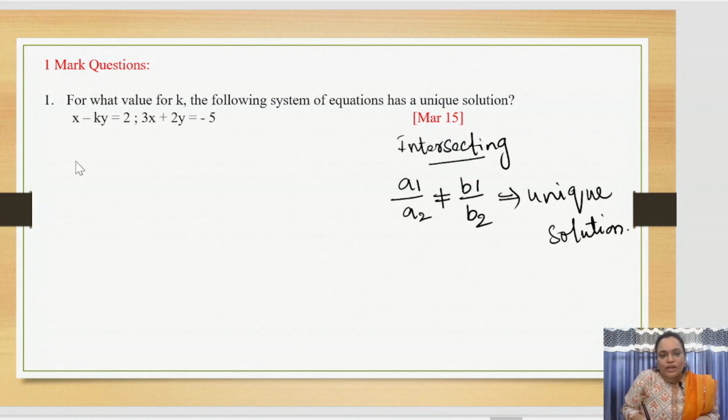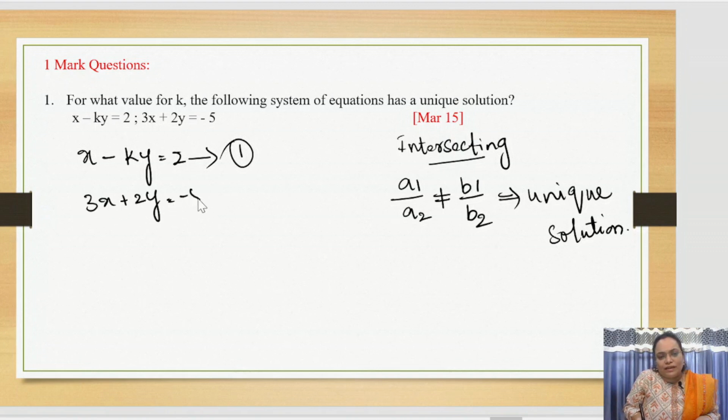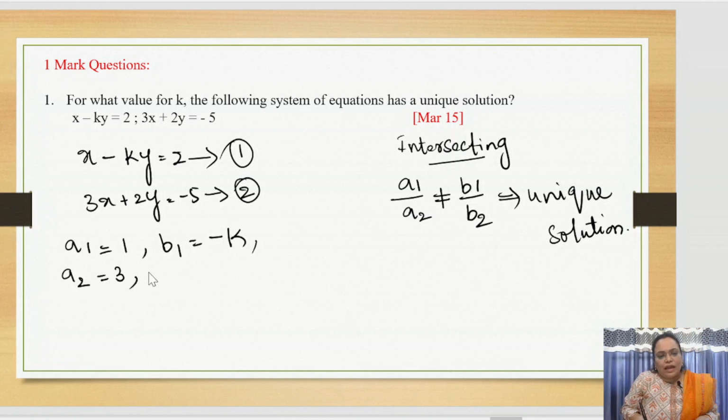Now we have two equations. One is x minus ky is equal to 2 as equation number 1, and 3x plus 2y is equal to minus 5 as equation number 2. Comparing these two equations with the general form, you will get a1 is equal to 1, b1 is equal to minus k, and a2 is equal to 3 and b2 is equal to 2.